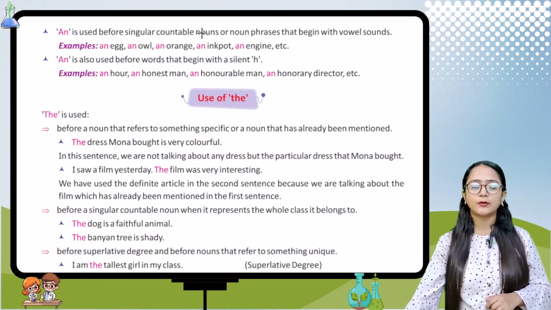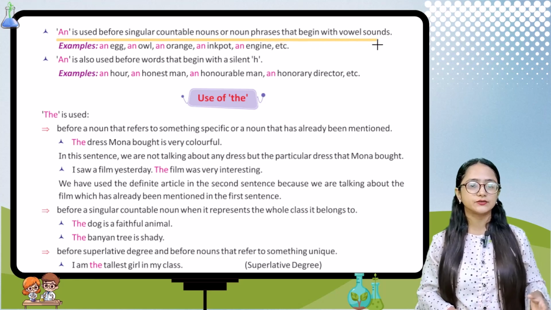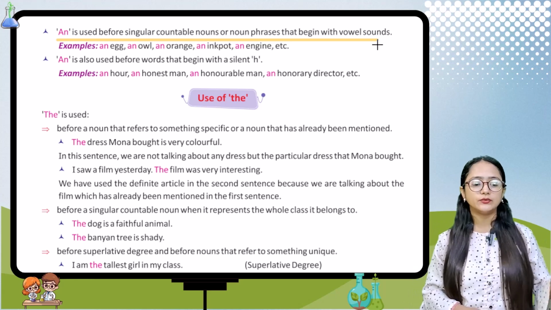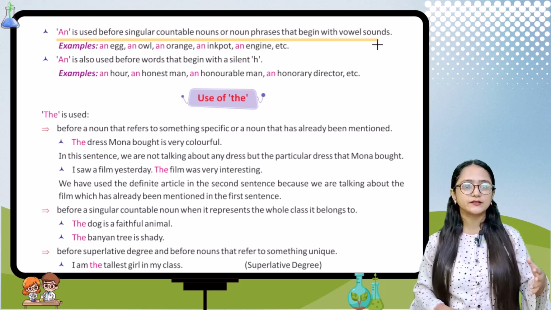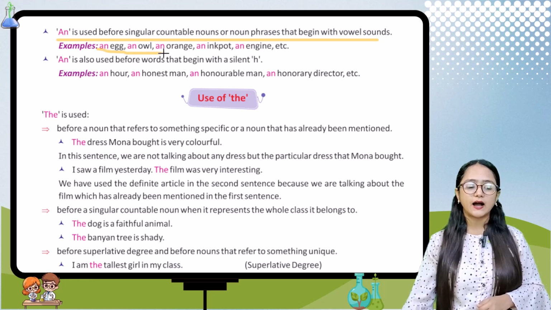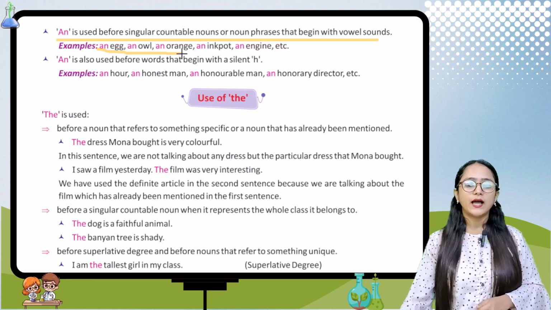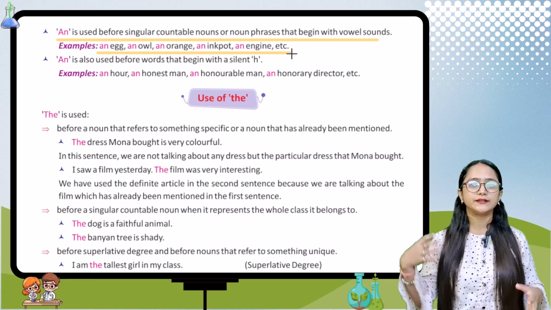Now let's talk about an. An is used before singular countable nouns or noun phrases that begin with a vowel sound. For example, an egg, an owl, an orange, an inkpot, an engine, etc. So these are carrying the vowel sound.